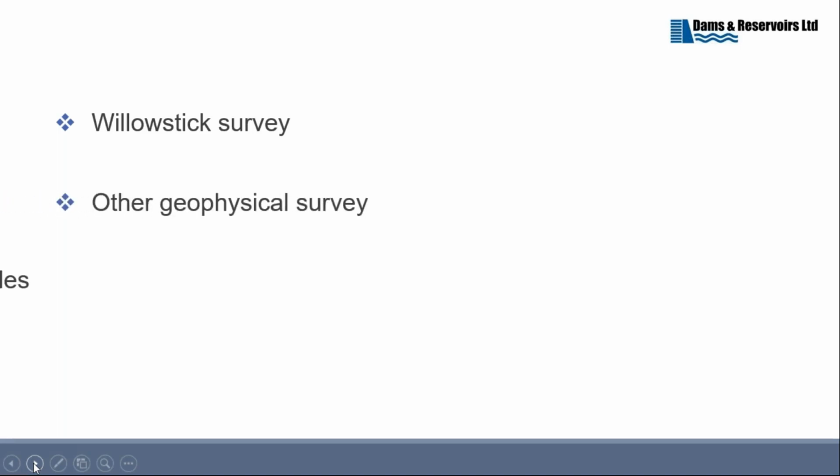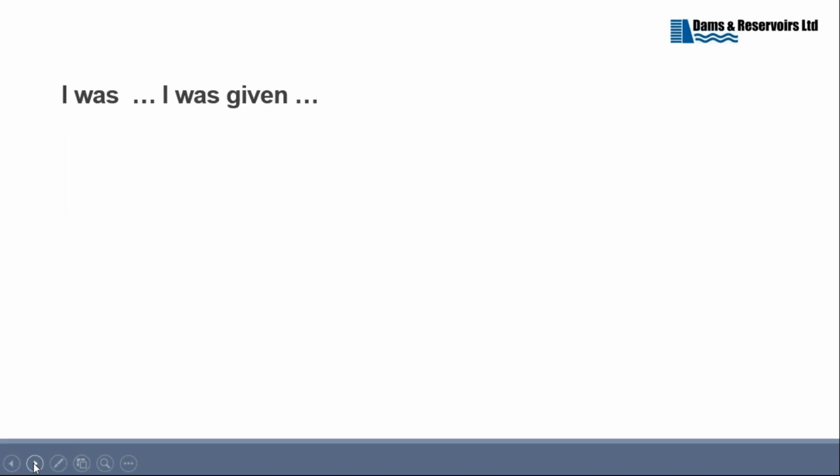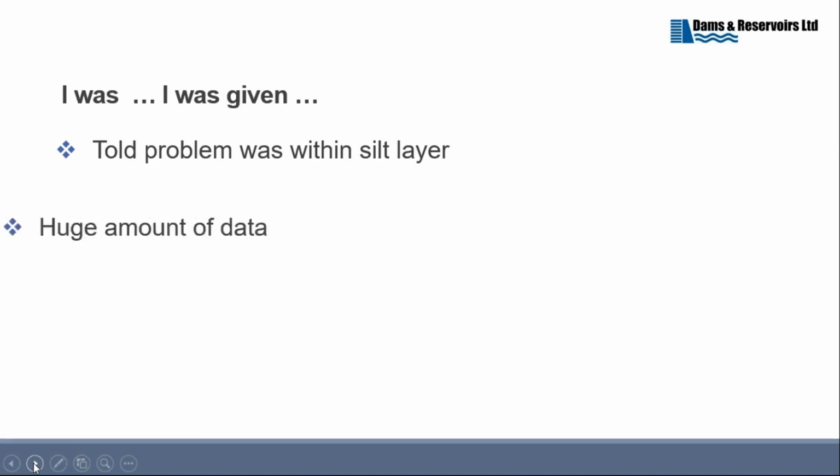We went and did a willow stick survey, and subsequently, the company did other types of geophysical surveys. And then they did some boreholes to prove what happened. So I was given the solution to the problem. The problem was in the silt layer. The silt layer was fractured, it had defects in it within the center of the valley, and that was what was causing the flow downstream. And therefore, just tell me where I have to seal that silt layer in the middle of the valley. That itself would have been a difficult problem to do, but nevertheless, I was told that was the problem.